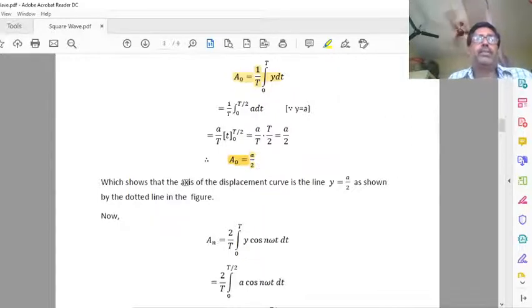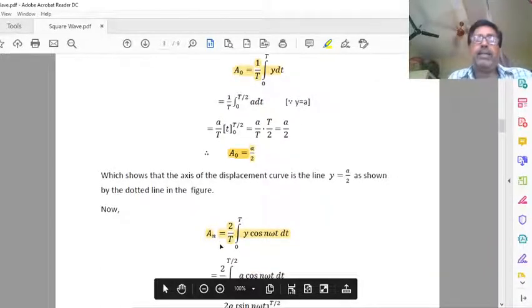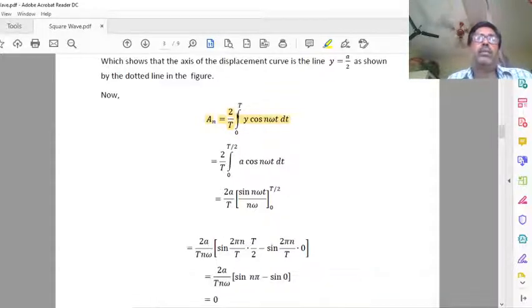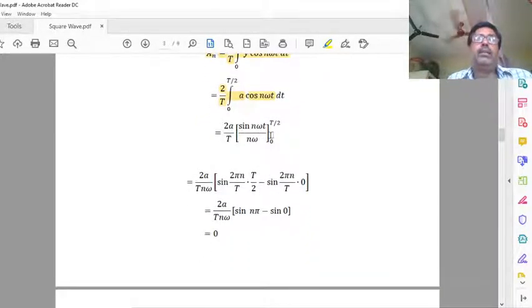Okay. Now the second coefficient, AN. As we know, AN is equal to this one. Again, we set the value of y is equal to A, so the limit will be changed. Now we solve it. 2A by T, A is taken outside, and the integration of cos theta is sin theta. Here omega is equal to 2 pi by T.